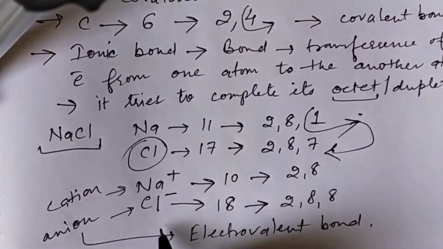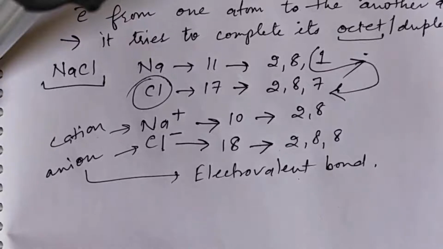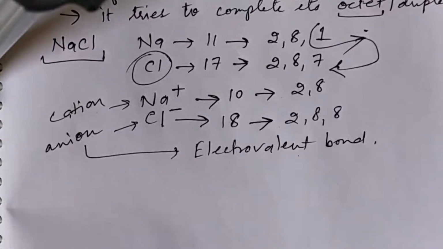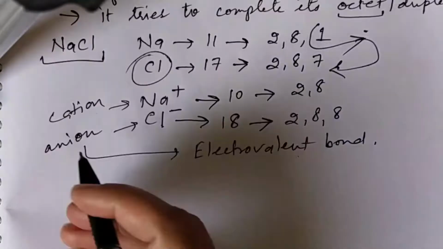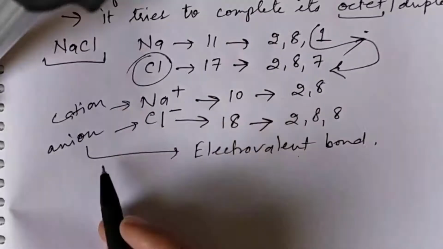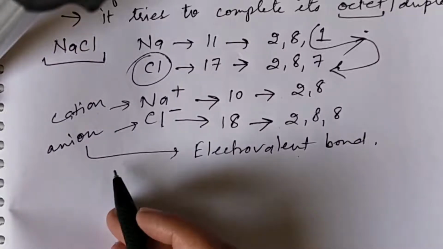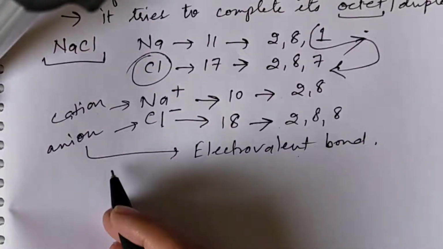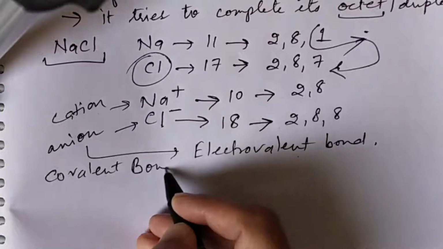So here are ionic forces existing between the positive and negative charges, and this will lead to the formation of electrovalent bond. Now because we have already discussed the example of NaCl in the lower classes, here we are trying to discuss the covalent bond formation. What is covalent bond formation?